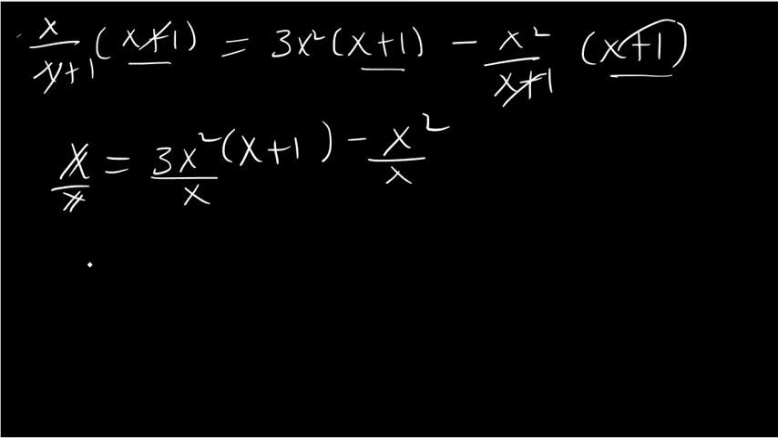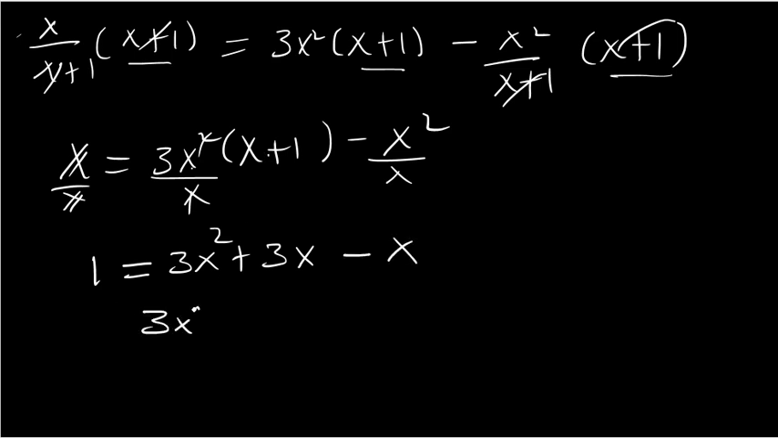What left here? It's 1 is equal to here the x cancel, 3x left, multiply 3x plus 3x square plus 3x, because there is 1x, and when you multiply 3x square plus 3x minus x, now when you collect everything, it's going to be 3x square plus 3x plus 2x minus 1 is equal to 0.